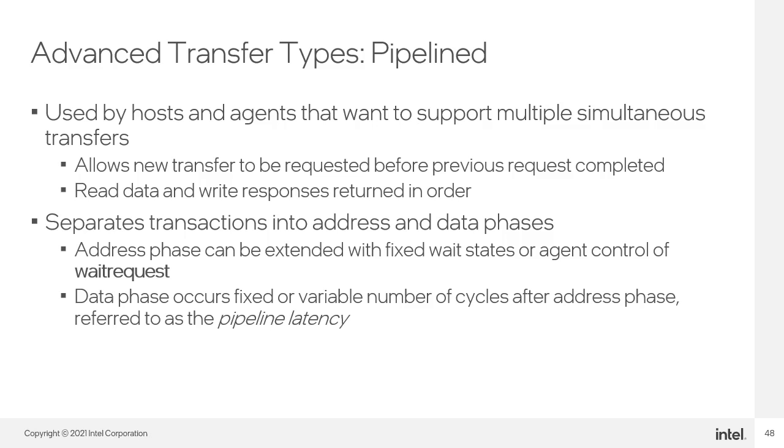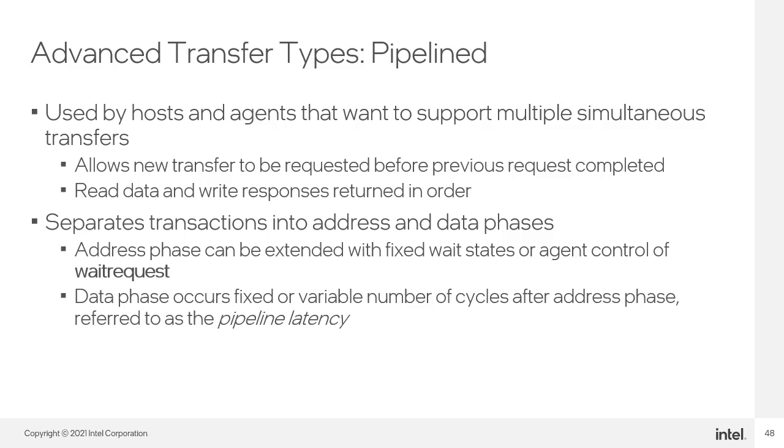As we've seen, a transfer is made up of an address phase where the address is presented by the host, or the Platform Designer interconnect, and a data phase where the Platform Designer interconnect or agent returns the data on a read or accepts the data on a write. In a non-pipelined transfer, the address and data phases occur simultaneously and end together. In a pipeline transfer, the address and data phases are separated.